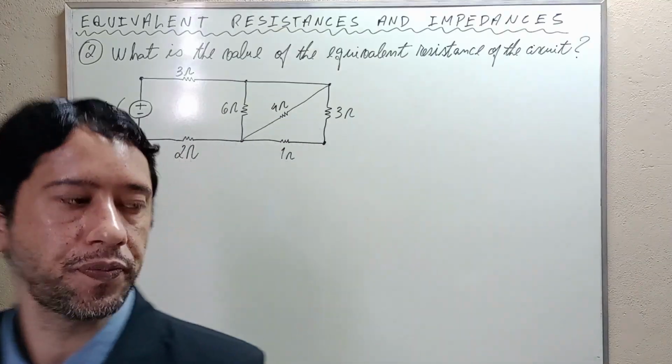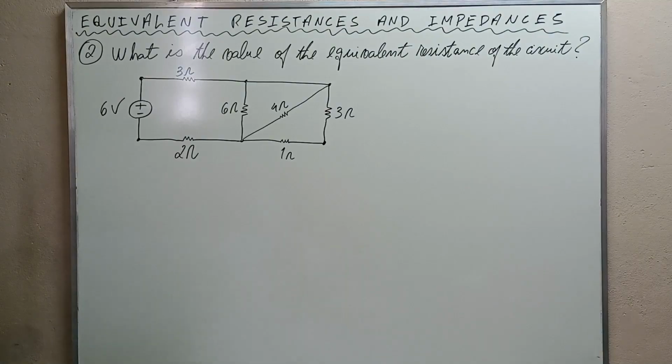Exercise number 2. What is the value of the equivalent resistance of the circuit? This is the exercise. Let's go to the solution. To find the total equivalent resistance of the circuit, we must combine resistances in series and in parallel from right to left until there is only one resistance, okay? This is what we are going to do.